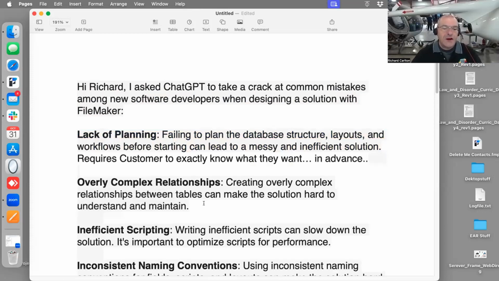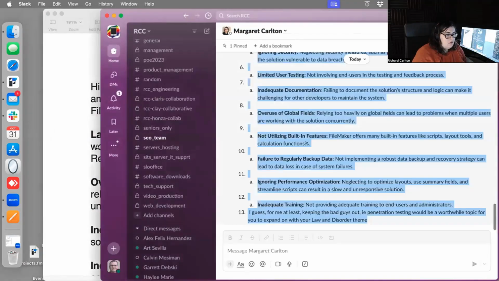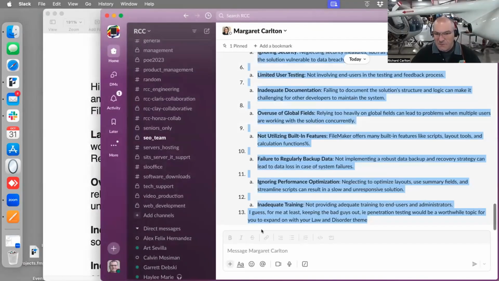So overly complex relationships. Margaret, do we have the progression of learning? Send that to me in Slack here in the same thread you had. Send me the image of progression of learning.